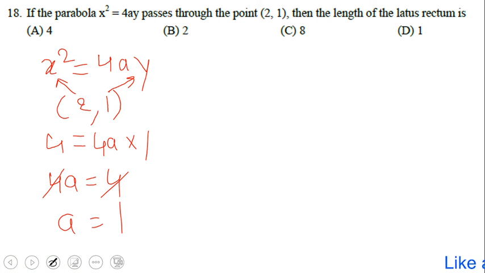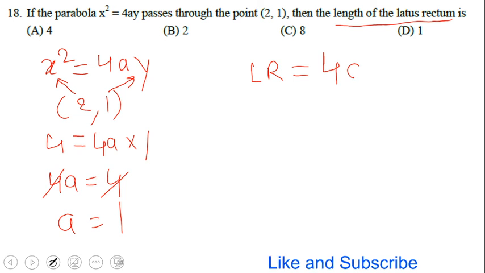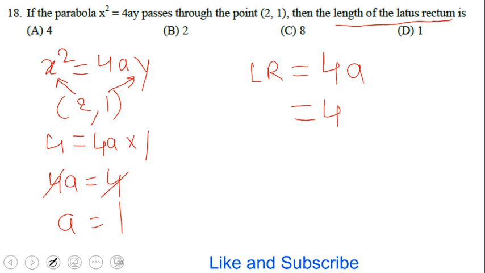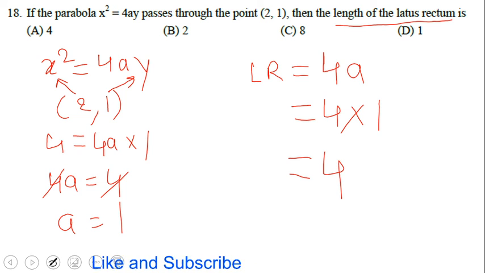Then we have to find the length of the latus rectum. The length of the latus rectum is given by the formula 4a. So 4 is as it is, and a is 1, so 4 into 1 we are going to get as 4. Therefore clearly option A is the right answer.